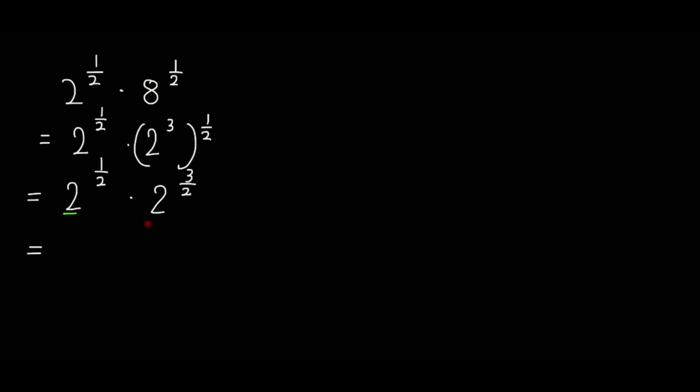And then from there you can see that our bases are the same. We know that when we multiply and we have the same bases, we write the base once and then we consider the exponents. Then we have 1 over 2 plus 3 over 2, which is 4 over 2, and then 4 over 2 is 2. This means we have 2 to the power 2, and then 2 to the power 2 is 4. So this is our answer.